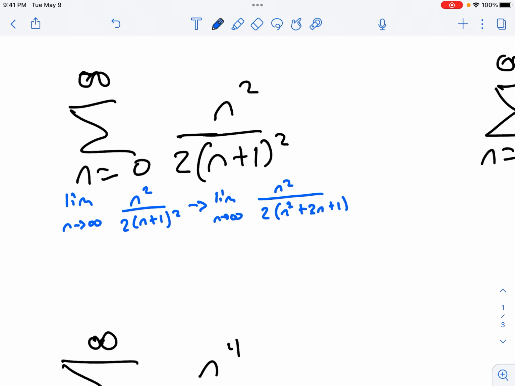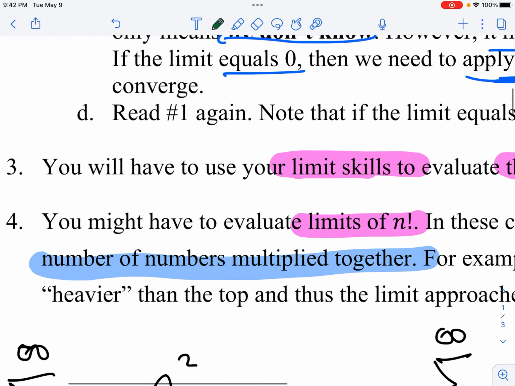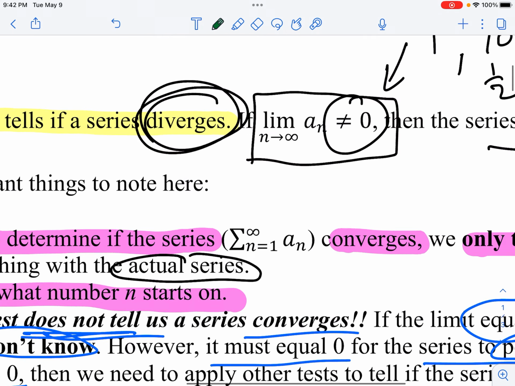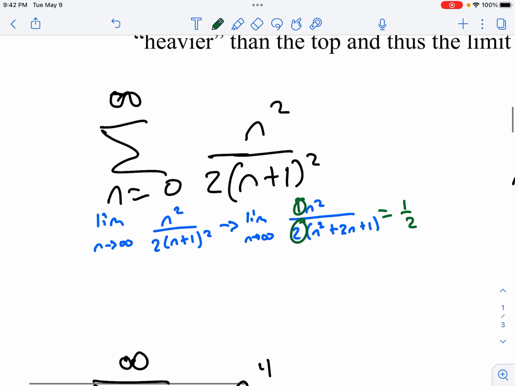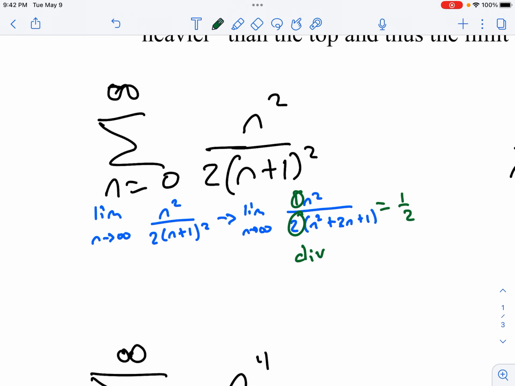Okay, well, how do we take the limit of this? Essentially, we'd use L'Hopital's rule, or we can just use the coefficients in front of our highest powers, and so that'd be a 1 over 2, so the limit is 1/2. And according to the only rule here, right here in this box, if the limit does not equal 0, it diverges. So we got a limit of 1/2, which means that this series diverges.